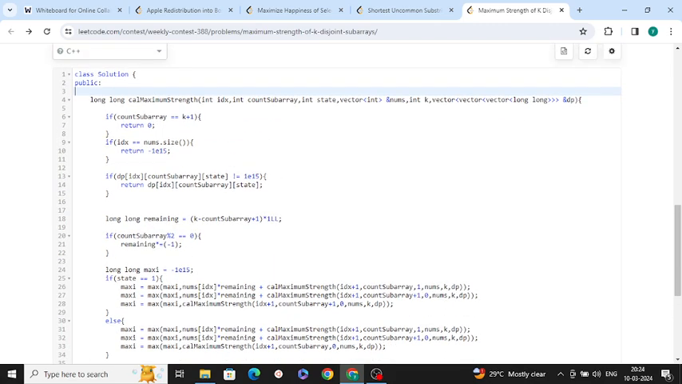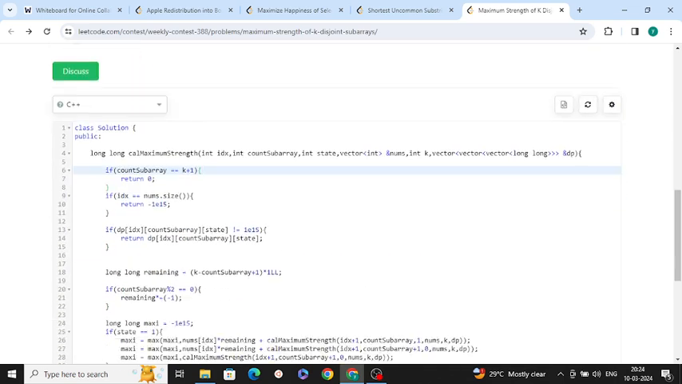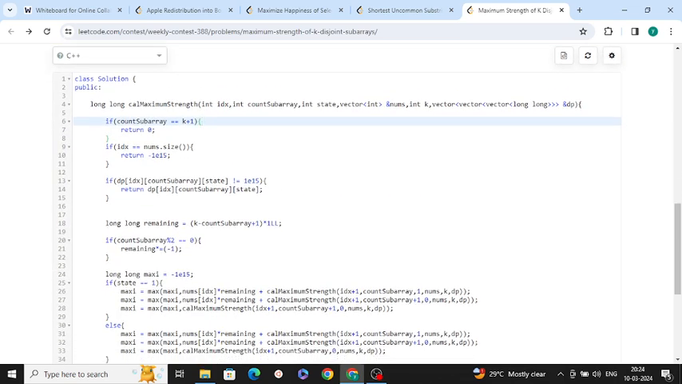So here these are the base conditions. The base condition is that whenever our count subarray is k plus 1, as you mentioned that you can break into k subarrays only, whenever it reaches k plus 1, we simply return 0. Got it? And one more base condition is that whenever our index reaches the end of the array, we return a large negative value. So we will be returning minus 1e15.